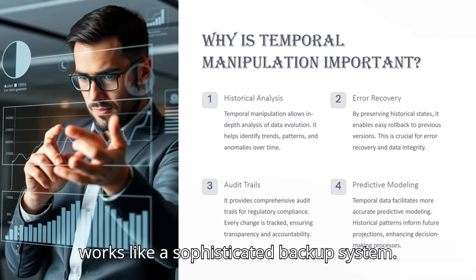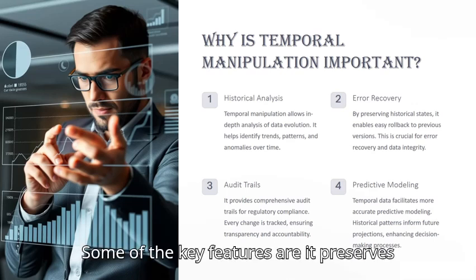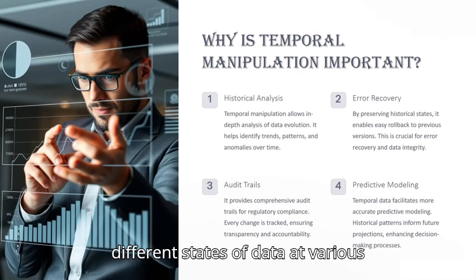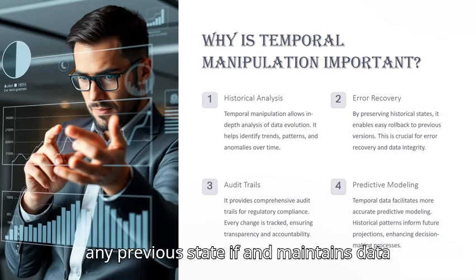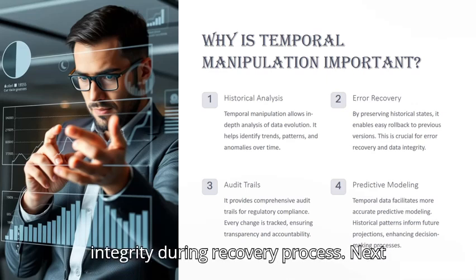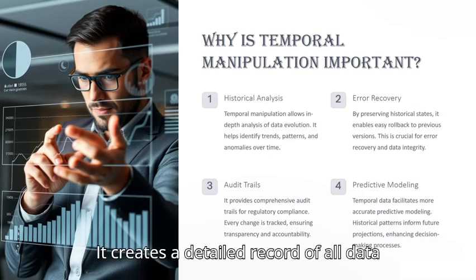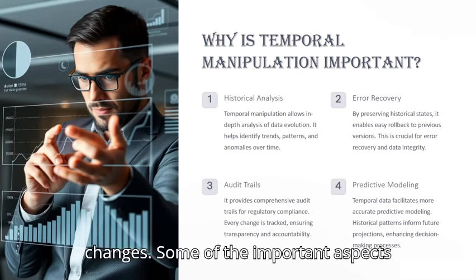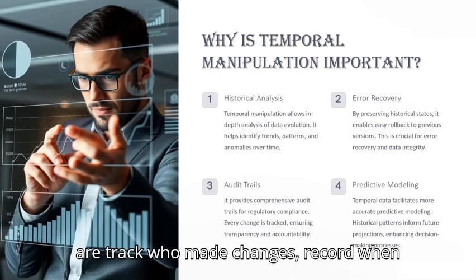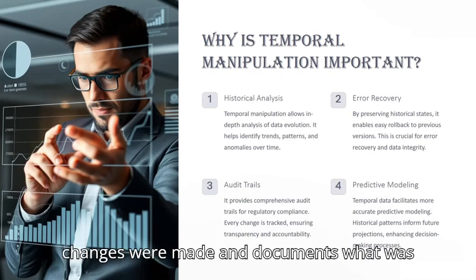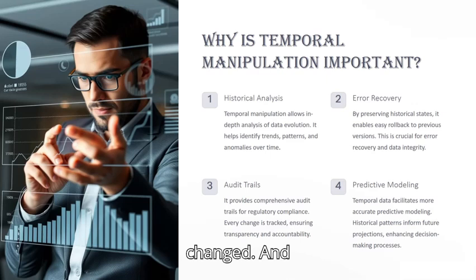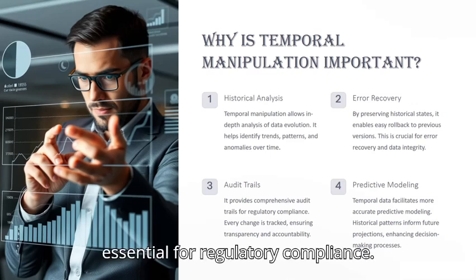Next is error recovery. It works like a sophisticated backup system. Some of the key features are: it preserves different states of data at various points in time, allows rolling back to any previous state if an error occurs, and maintains data integrity during the recovery process. Next is audit trails. It creates a detailed record of all data changes. Some of the important aspects are: track who made changes, record when changes were made, document what was changed, and it is essential for regulatory compliance.